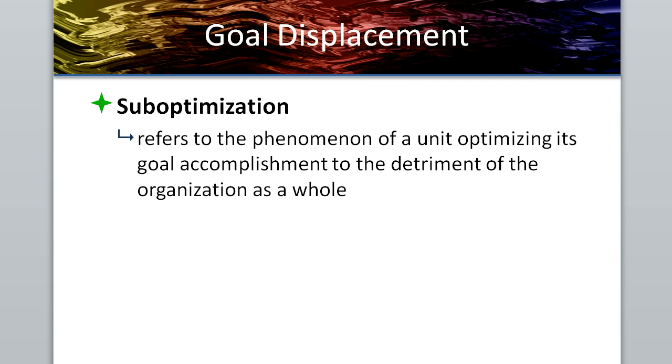Suboptimization. It's a hard word to say, but it refers to the phenomenon of unit optimization of its goal accomplishment to the detriment of the organization as a whole. So the emphasis on large corporations developing separate responsibility centers can create some problems for the corporation as a whole, to the extent that the division or functional unit views itself as a separate entity.